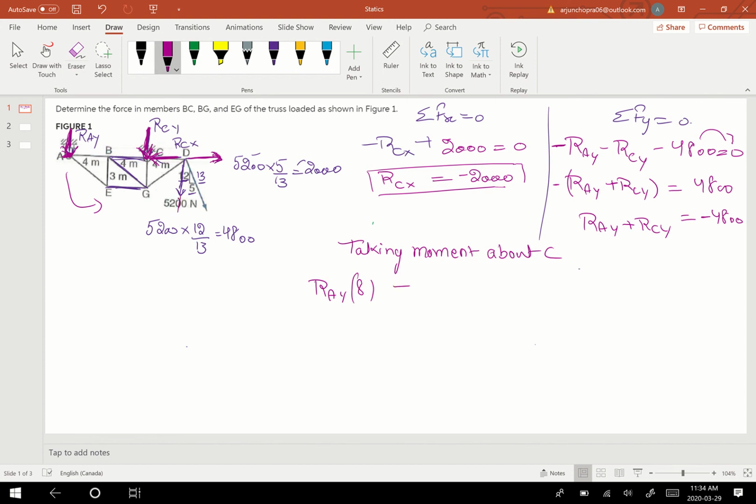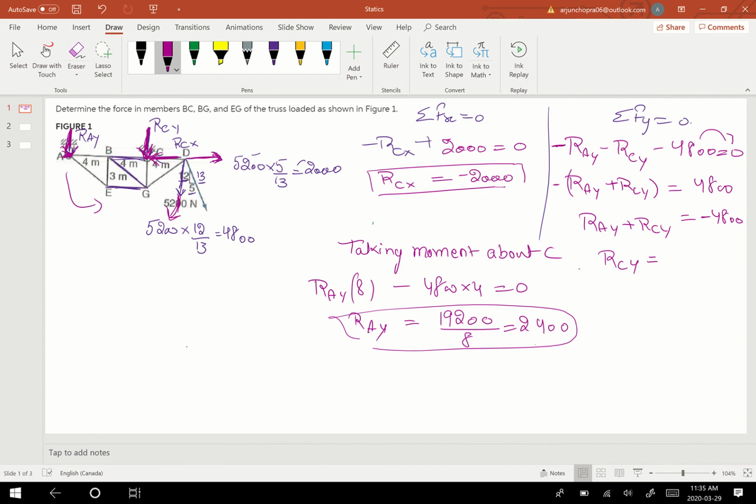this vertical force is trying to rotate it in clockwise direction. This one is clockwise direction, so this will be negative. So negative 4800 times 4 equal to 0. So RAY equal to 4800 times 4. 4800 times 4 will give me 19200 divided by 8. That's gonna give me 2400. So I figured out RAY, and if I know the value of RAY, I can find RCY also.